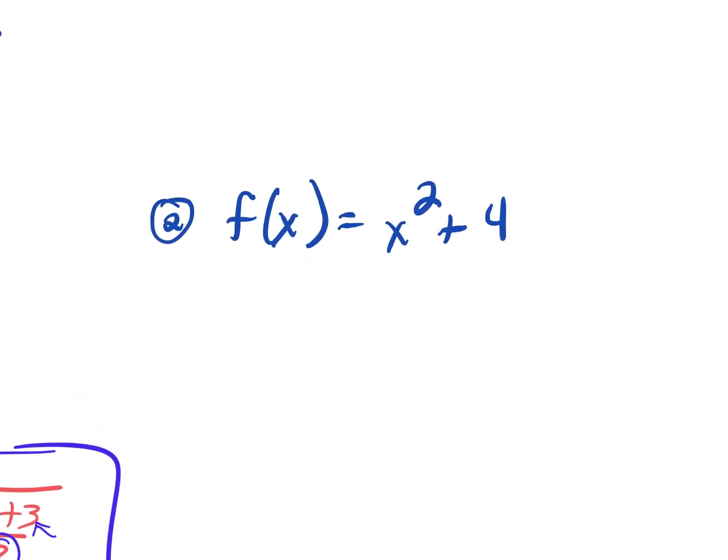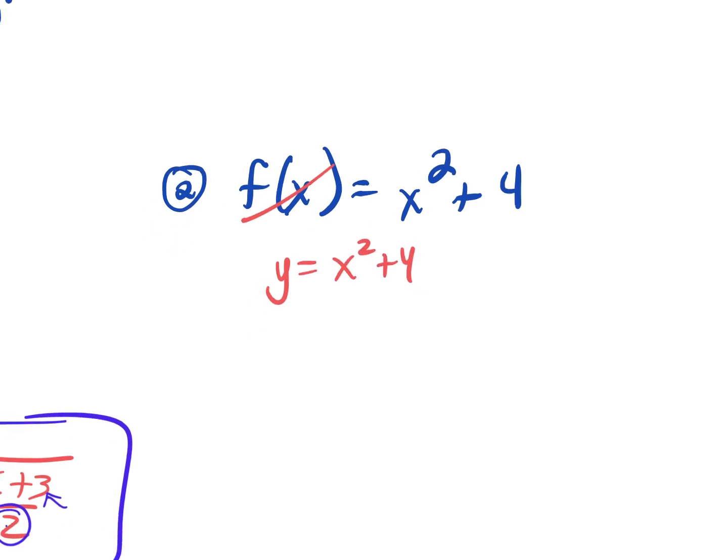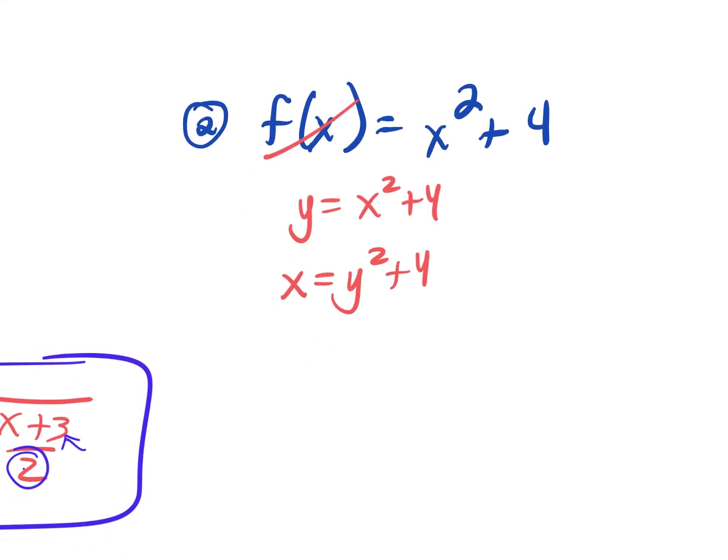All right, so if I look at number 2, again, I'm going to change f of x to y. So I have y equals x squared plus 4. I'm now going to interchange the x and the y. So x equals y squared plus 4. Now we're going to isolate y. I'm going to subtract 4 from both sides. I'm going to move y squared to this side. y squared equals x minus 4.